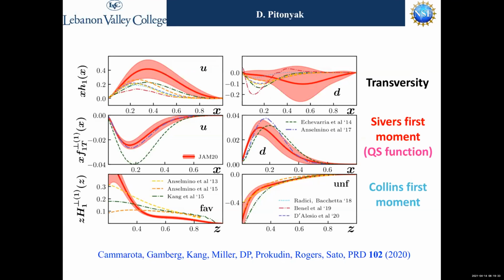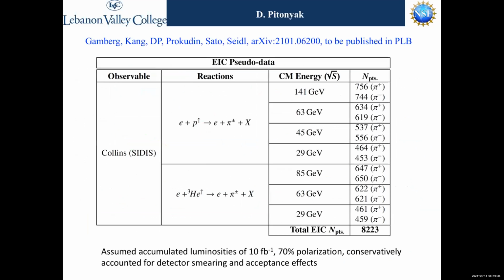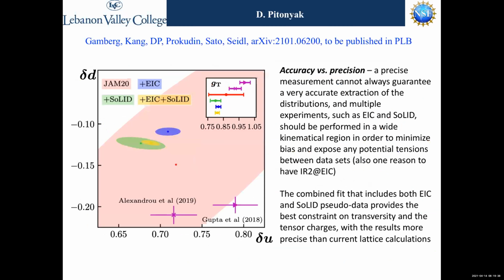You have shown the impact of the EIC pseudo data on transversity, but by fitting basically all the pseudo data coming from all possible energy configurations. In reality, probably the EIC machine is not capable of running through all the possible energies. So did you try to explore the impact when you select a specific energy configuration? And if so, is there any one of them that is particularly suitable, useful to impact the transversity and the tensor charge? It's a very good question.